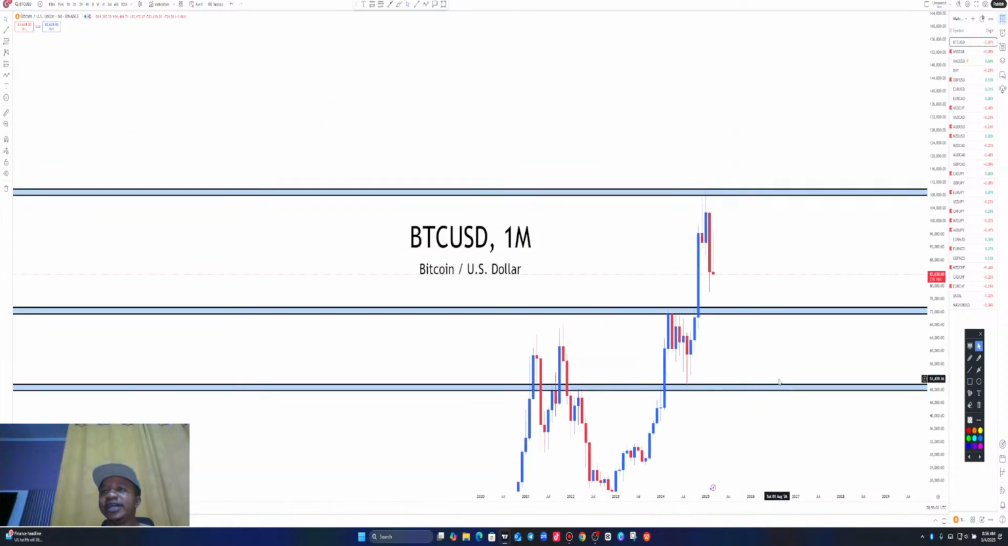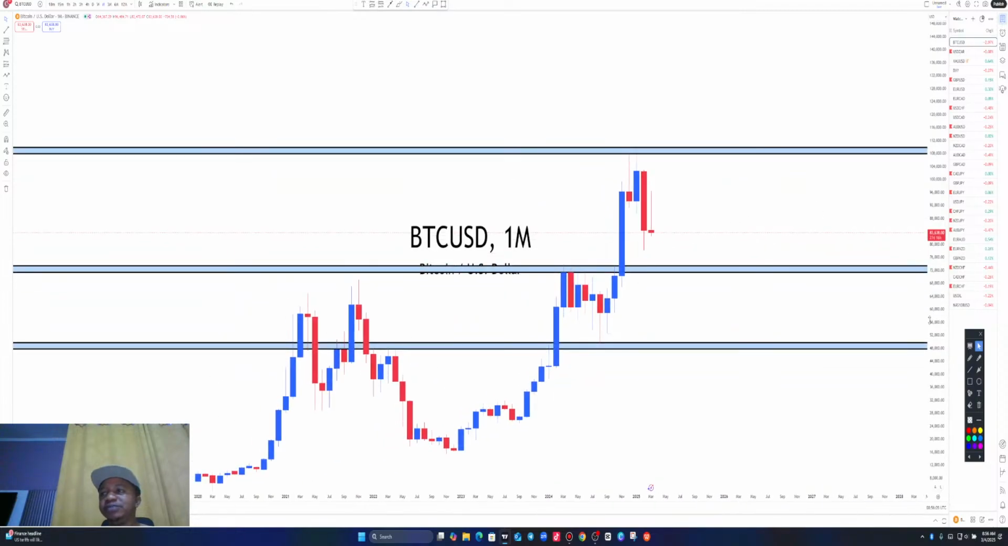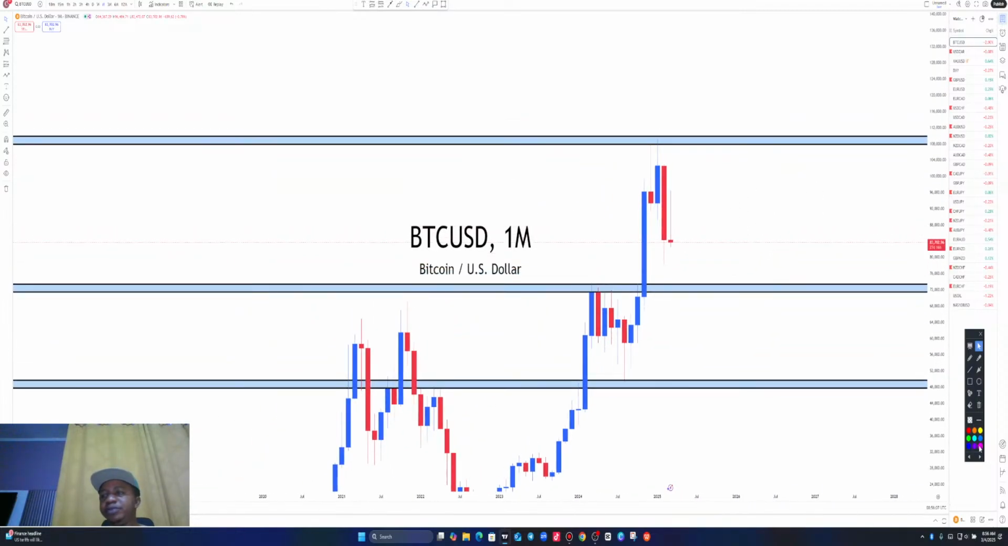But let's go through it again and see how things are moving over here on BTC USD. So BTC USD, we have the monthly upper zone, the mid-range zone, and then the lower zone. Price is in an uptrend on the monthly time frame. We've seen a higher high, a higher low, and another higher high again.